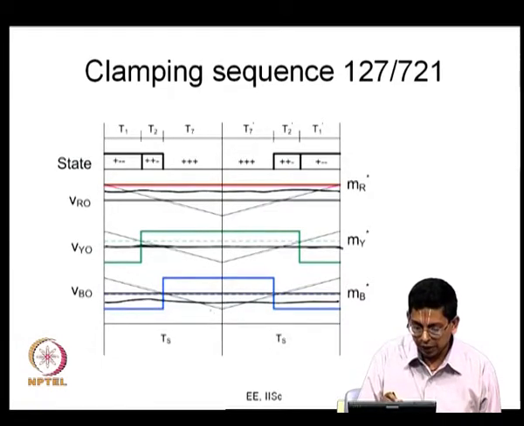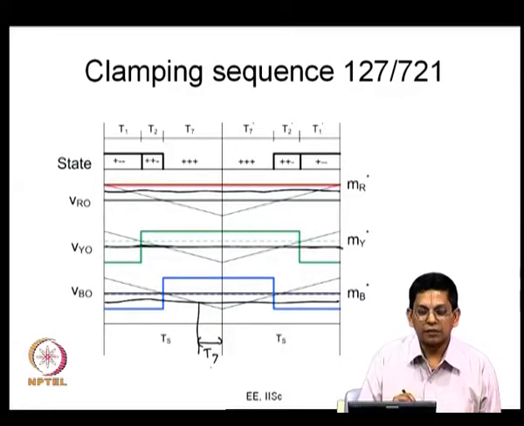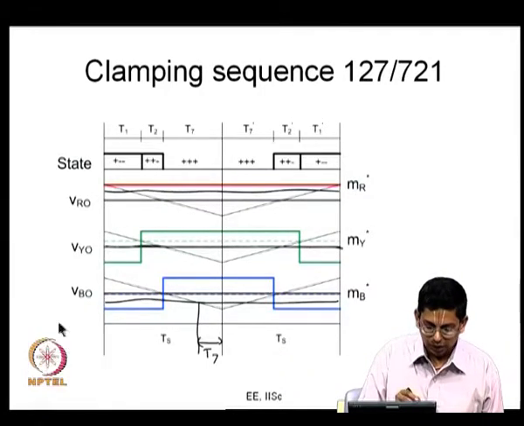If you finally look at it, this is your 0 vector time. This has come down. What was originally a 0 vector time, entirely T7, now this is what is your T7. And T1 and T2 are unchanged. Why? Because if you look at this, this has come down and therefore, the switching instant has shifted.